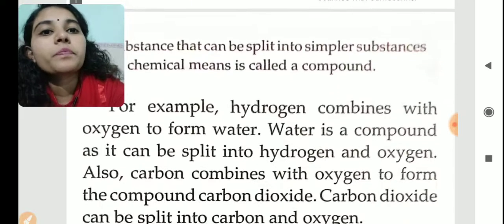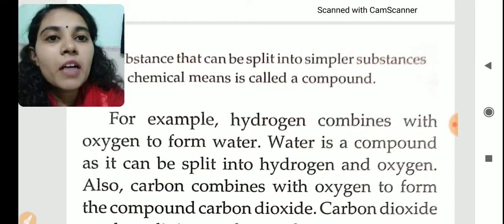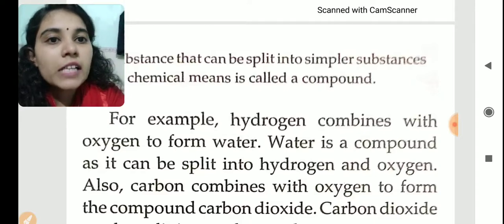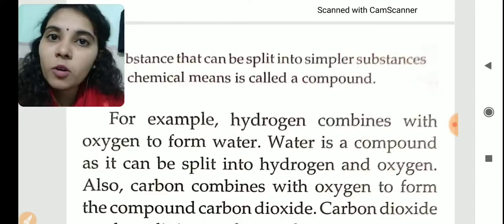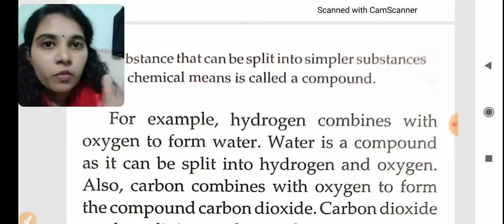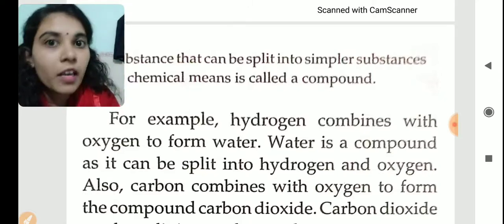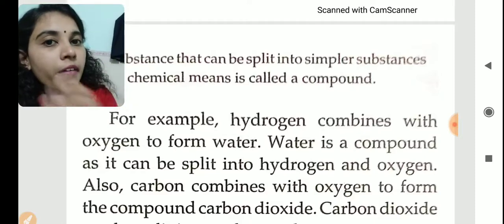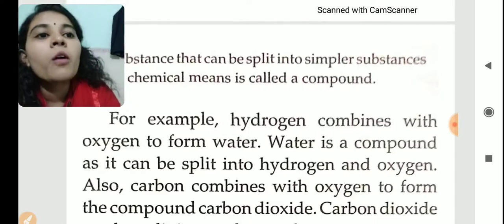Okay. For example, hydrogen combines with oxygen to form water. So, water is a compound as it can be split into hydrogen and oxygen. So, if we cut water, not with a knife but by some other chemistry method, in a laboratory we can split water into hydrogen gas and oxygen gas. Okay.